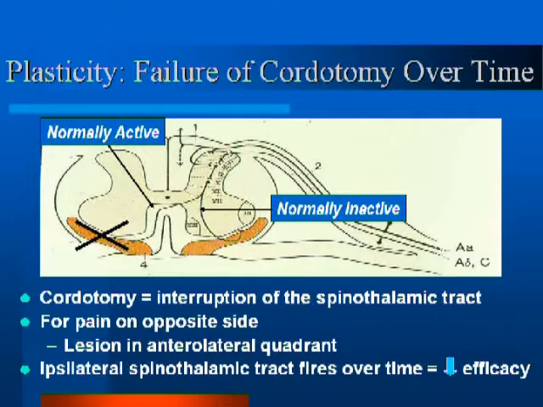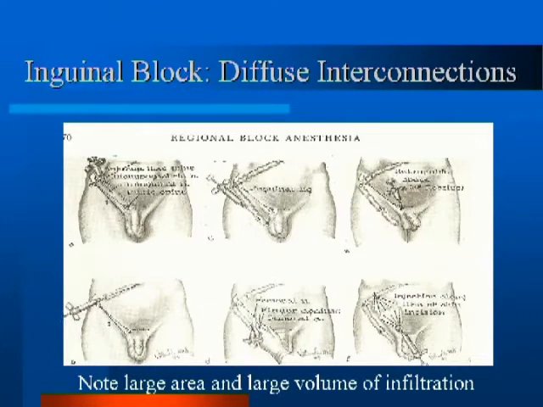This is an excellent example of why you can make a nerve lesion, and the nervous system will then go ahead and have the next higher order neuron begin to fire. You make a lesion there, and once again, the nervous system will have the next higher order neuron begin to fire. I mentioned the fact that there are diffuse interconnections. This is an old textbook drawing from about 1900, and the best way to achieve anesthesia in this area is by infiltration. Large volume. Do not attempt to block discrete nerves.